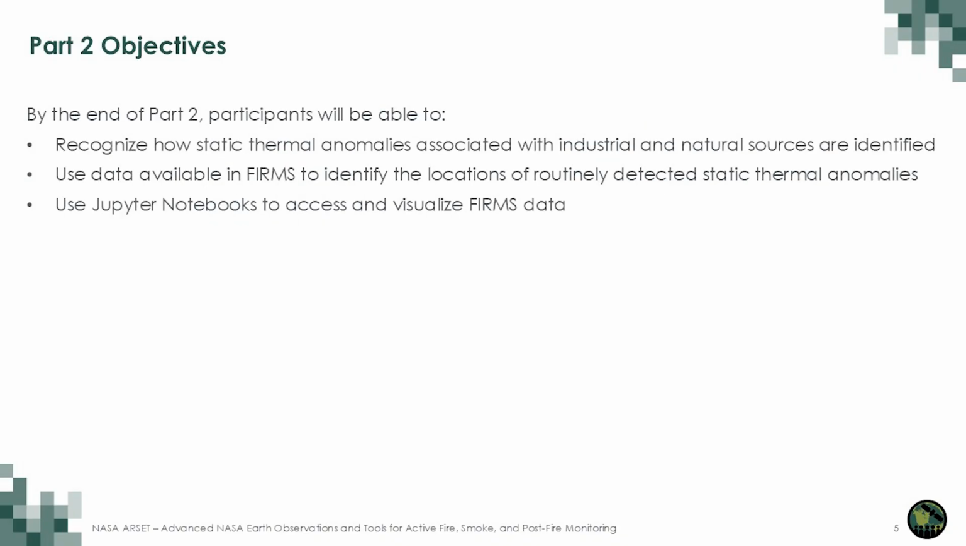Part 2 objectives. By the end of part 2, we hope that participants will be able to recognize how static thermal anomalies associated with industrial and natural sources are identified, use data available in FIRMS to identify locations of routinely detected static thermal anomalies, and use Jupyter Notebooks to access and visualize FIRMS data.